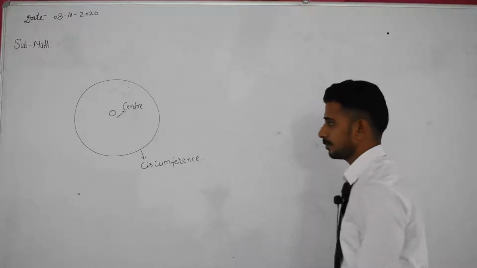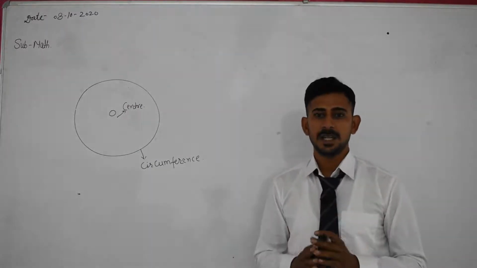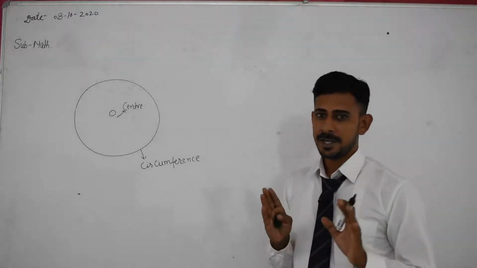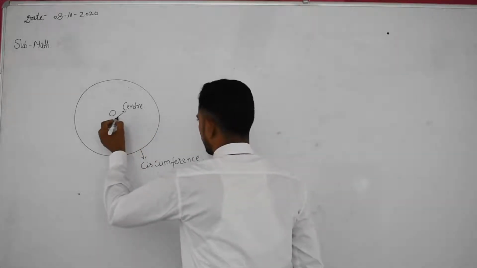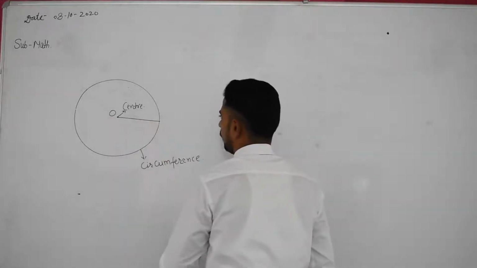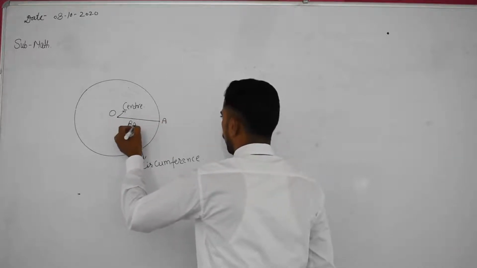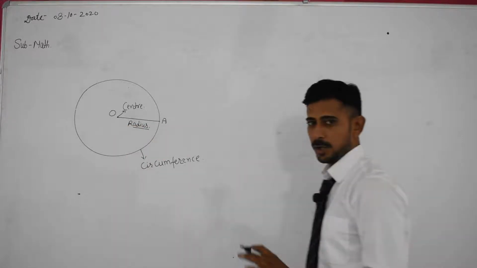Next, the distance between the center of the circle and any point on the circumference is called the radius. This length is equal to the radius of the circle.